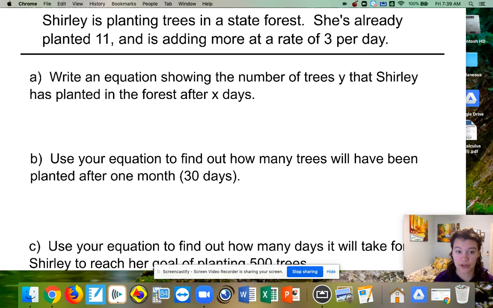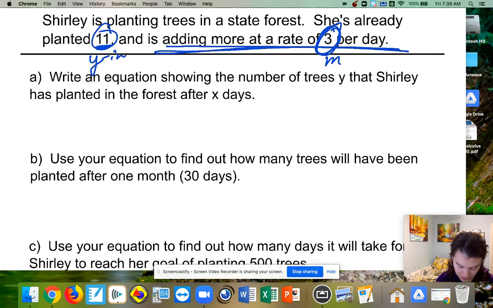All right, this one's a bunch of parts. So Shirley's planting trees in a state forest. She's planted 11, and she's adding 3 more every day. We need to write an equation here to figure out how many she has after a certain number of days. So again, our change is the 3. She started with the 11, so that's your y-intercept. So we'll get y equals 3x plus 11.